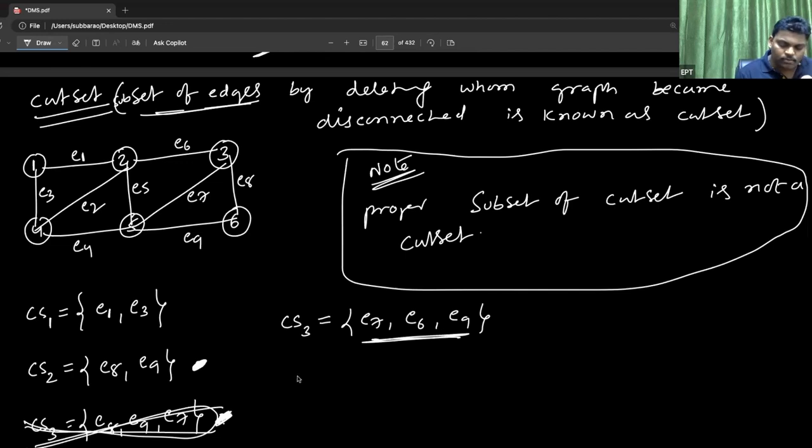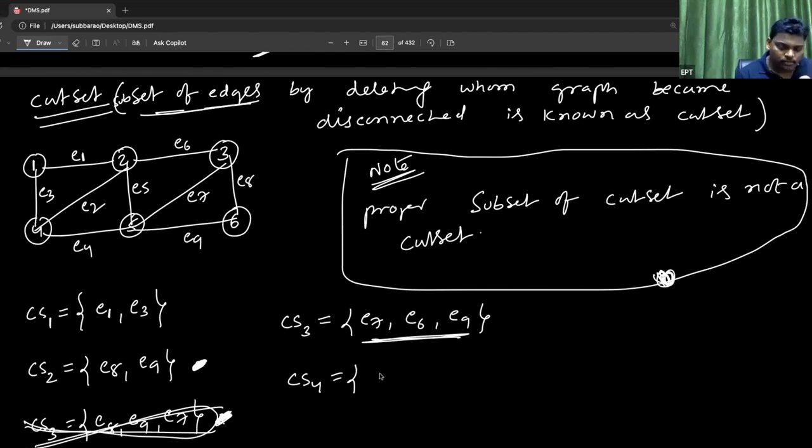Let's go to this. What about this? Here there is no minimal, maximal. So you see the definition. This property should be satisfied. What is the meaning of this one? If someone is already a cut set, a subset of it cannot be a cut set. If the subset itself is a cut set and the superset is also a cut set, it means the superset has some redundancy. That is the meaning of that line.